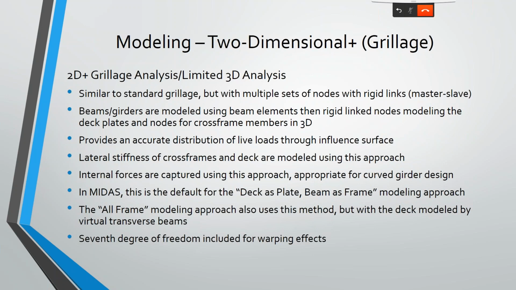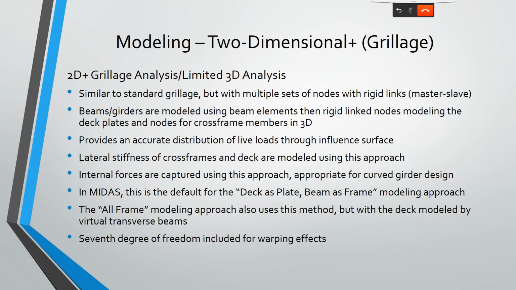So what I'm calling this two-dimensional plus or limited 3D analysis is going to take that and add in the cross frames or diaphragms and account for your full three-dimensional stiffness of the structure. Usually, again, you could do this through eccentric beam, but then you have additional linked nodes and linked elements that are going to model those cross frames in 3D and provide the actual stiffness laterally of the structure. So this is just like the previous one. You're going to get your full distribution of live loads and dead loads, but you've accounted for the internal stiffness. And that's really important for curved structures.